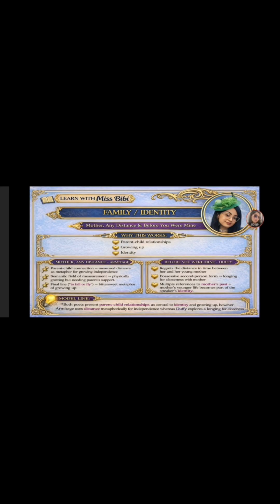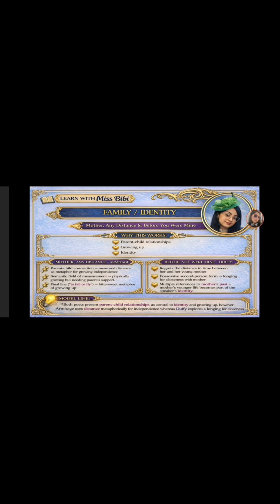Let's start by reading the question carefully. Compare how poets present family relationships and identity. The 2 poems that I have picked for this theme are Mother, Any Distance and Before You Were Mine. The key words in the question are relationships and identity. So everything we say in our essay needs to link to relationships and identity. What do we need to do? We need to compare both poems, analyse methods, include context, and link back to identity.